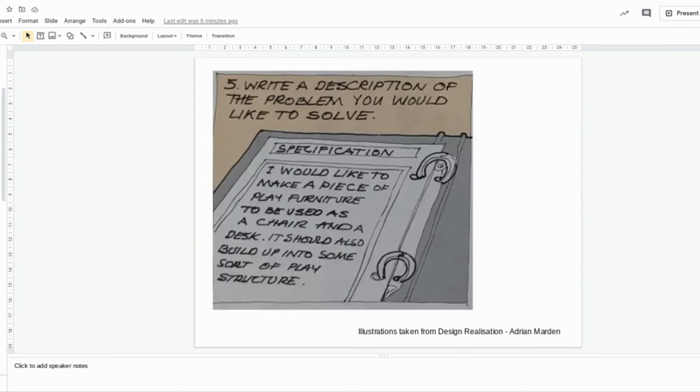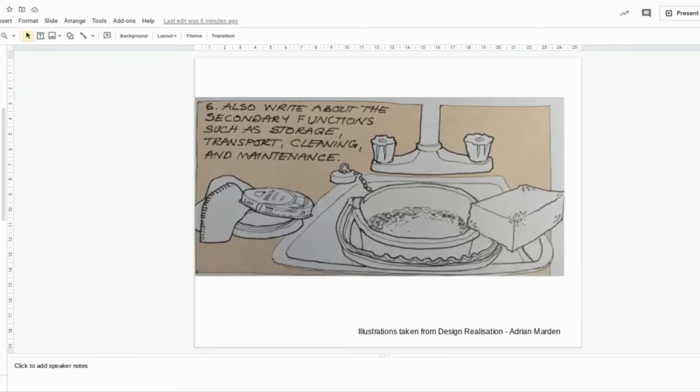Okay, so then write a description of the problem that you would like to solve. So this falls under the specification. I'm going to go into a separate video on the specification because it's really important at GCSE and A level, because the specification is, I describe it as almost like a set of rules that you set yourself to follow. And that should be based on your detailed understanding of what your problem, your design problem or situation is.